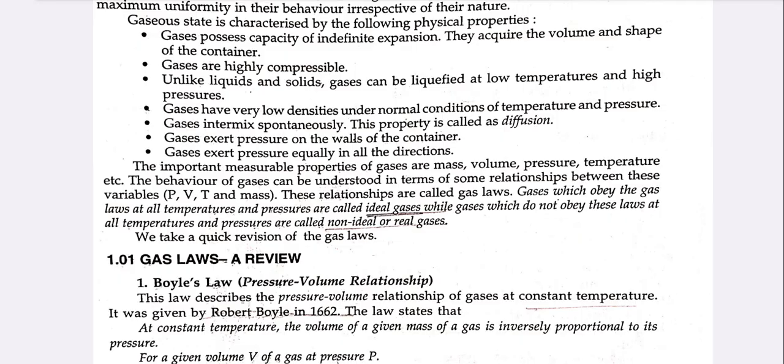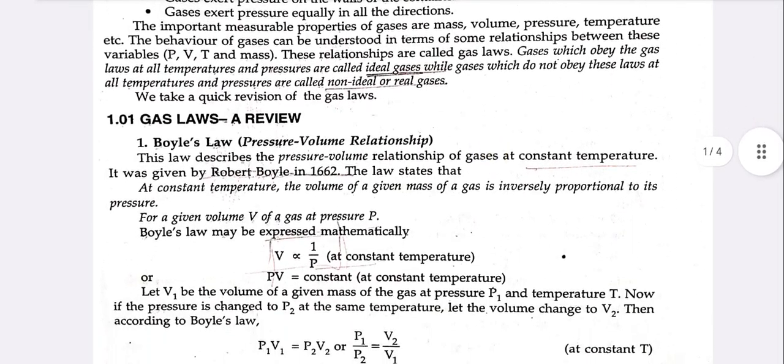The behavior of gases can be understood in terms of some relationship between these variables that are pressure, volume, temperature, and mass. These relationships are known as the gaseous laws. Gases which obey the gas laws at all temperatures and pressures are called ideal gases, while gases which do not obey these laws at all temperatures and pressures are known as non ideal or real gases. We take a quick revision of the gas laws.